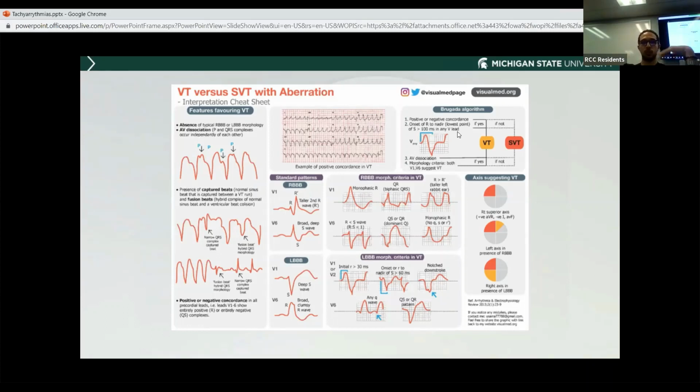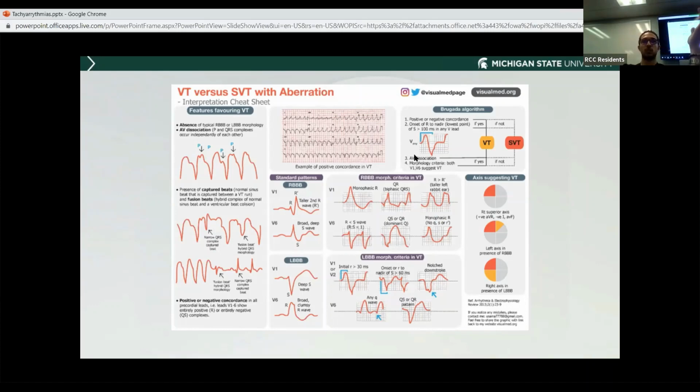If not, you go to the next question, which is the duration of R to S. So the onset of R to the nadir of S, which is the lowest point of the S wave. If it is above 100 milliseconds, it's a VT. If not, you will go to the next question, which is AV dissociation.